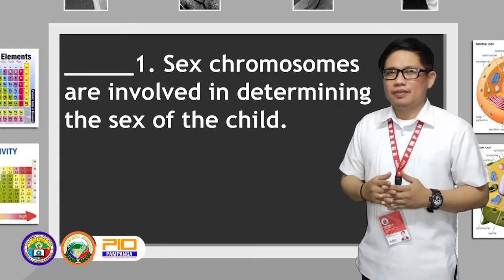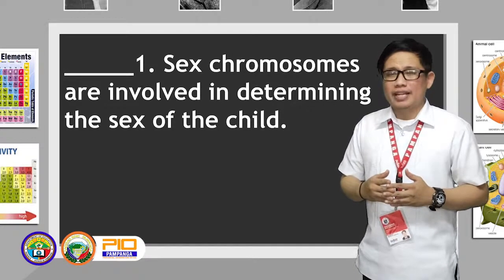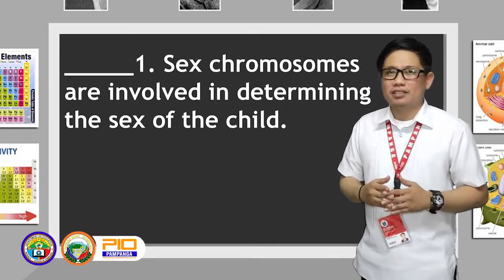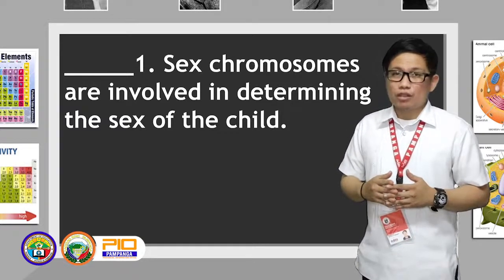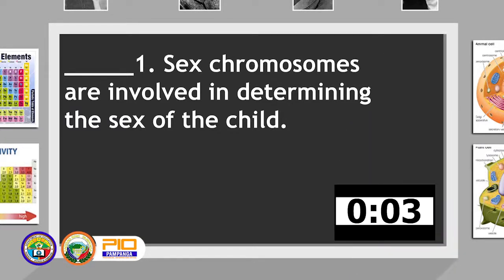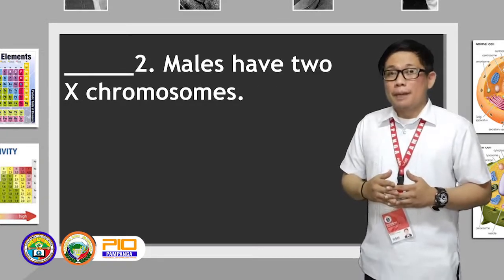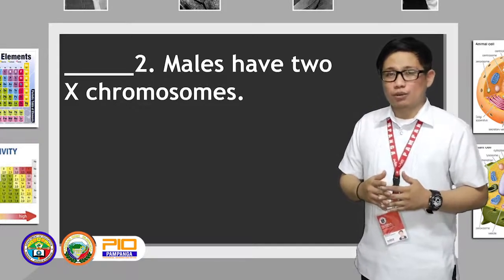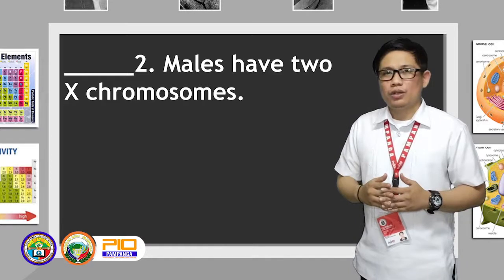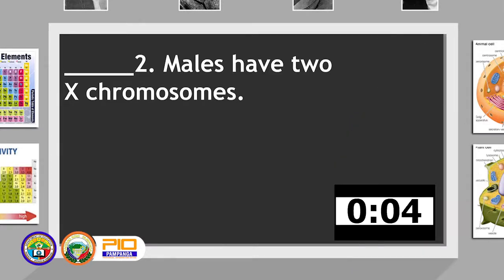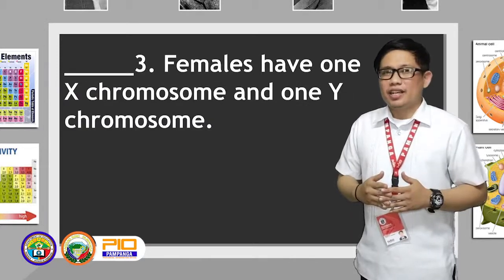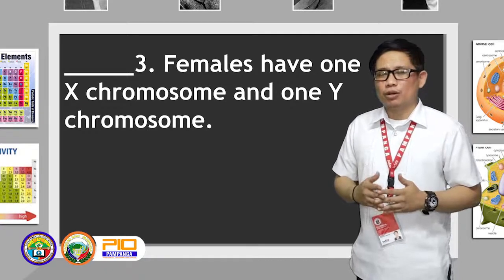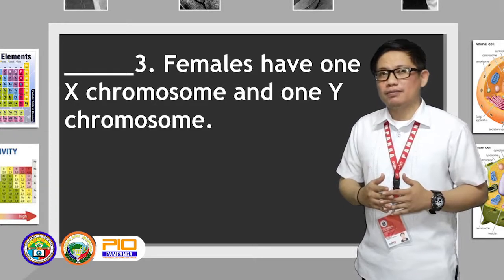Number 1. Sex chromosomes are involved in determining the sex of a child. True or false? Number 2. Males have 2 X chromosomes. True or false? Number 3. Females have 1 X chromosome and 1 Y chromosome. True or false?